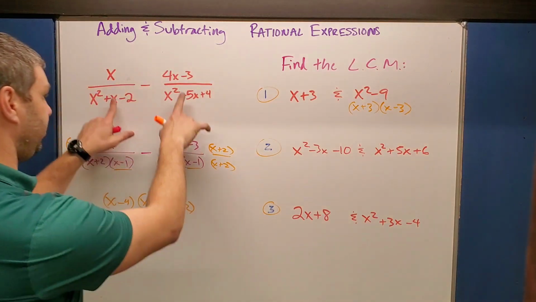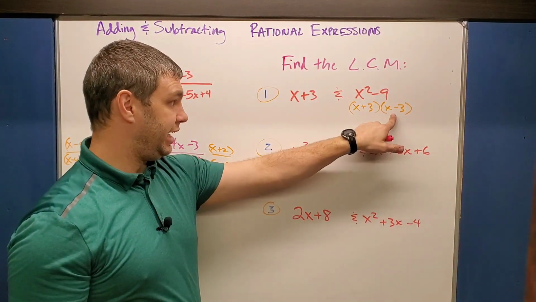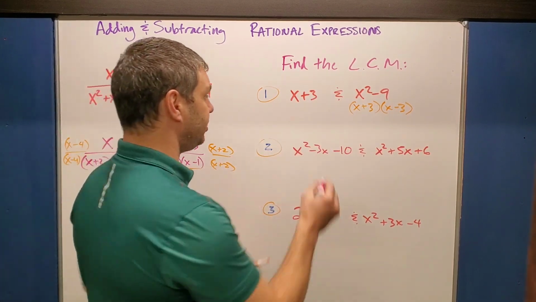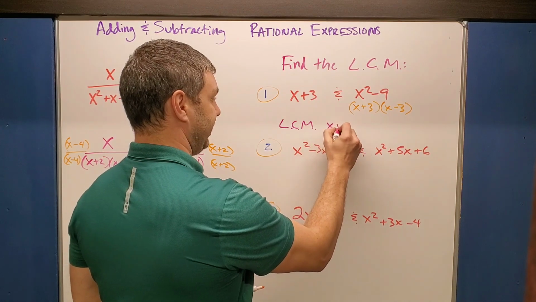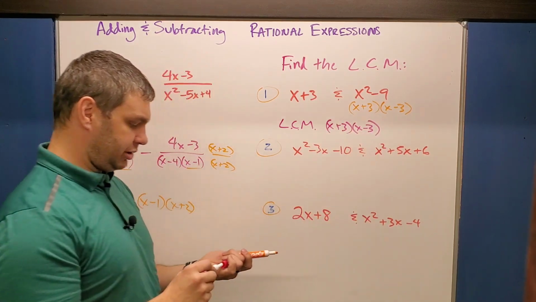So think if those were both in my denominators here, this one would be missing the x minus 3. So I would need both of those to become the least common multiple. So I can say my LCM, least common multiple, is x plus 3 times x minus 3. All right, let's try a little trickier one.